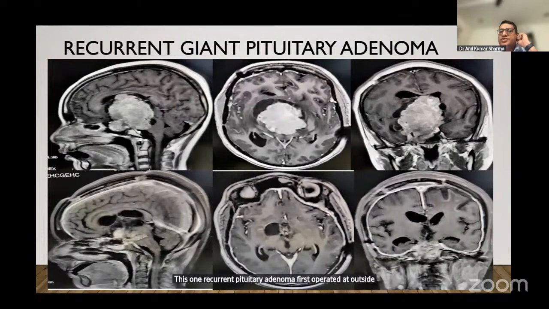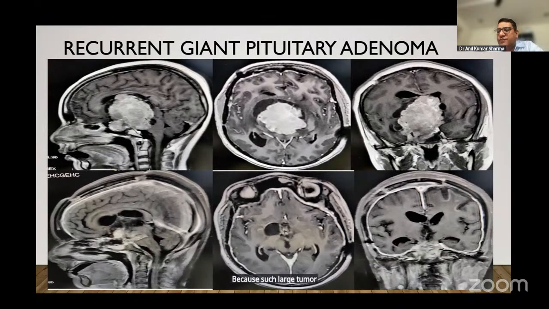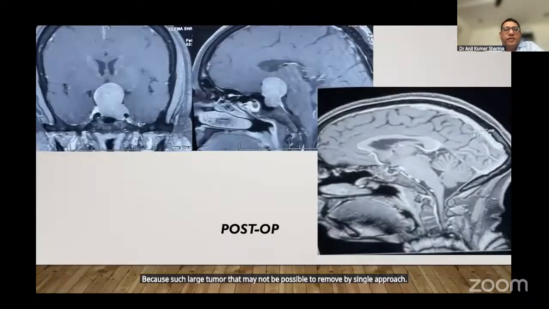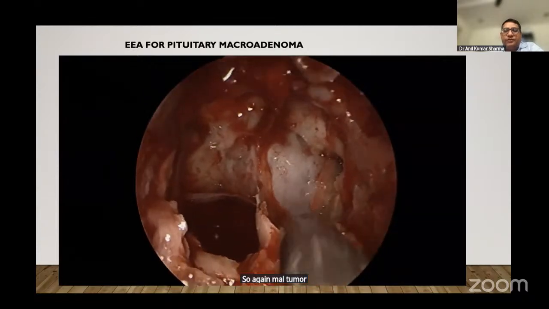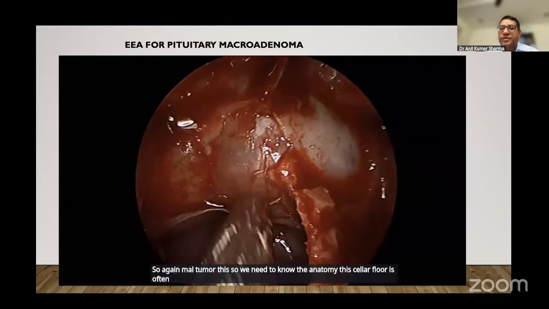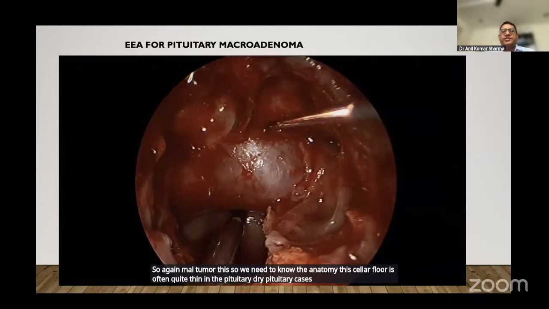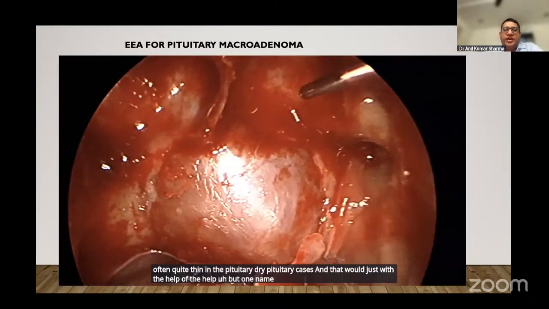In such a large tumor, this tumor was approached by a combined endoscopic and transcranial anterior interhemispheric approach, because such a large tumor may not be possible to remove by a single approach. This is again another tumor, and we need to know the anatomy. The sellar floor is often quite thin in giant pituitary cases, and with the help of a 1 mm Kerrison or Rosen elevator, it will come.